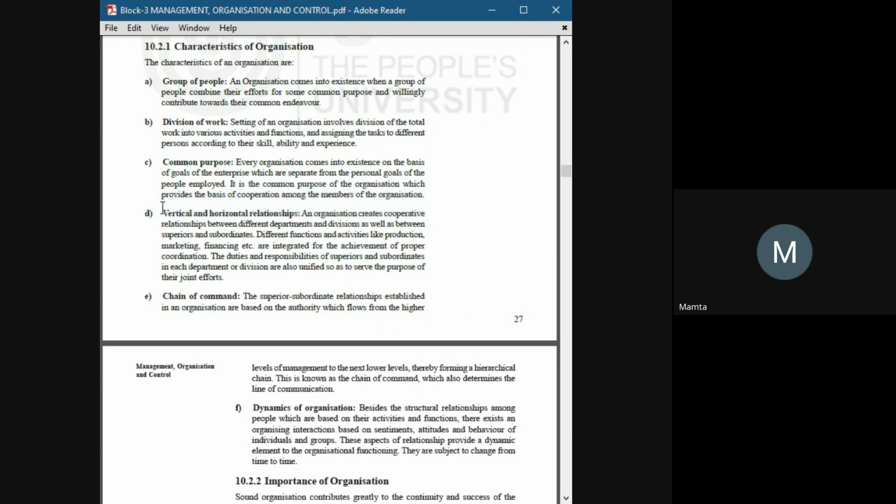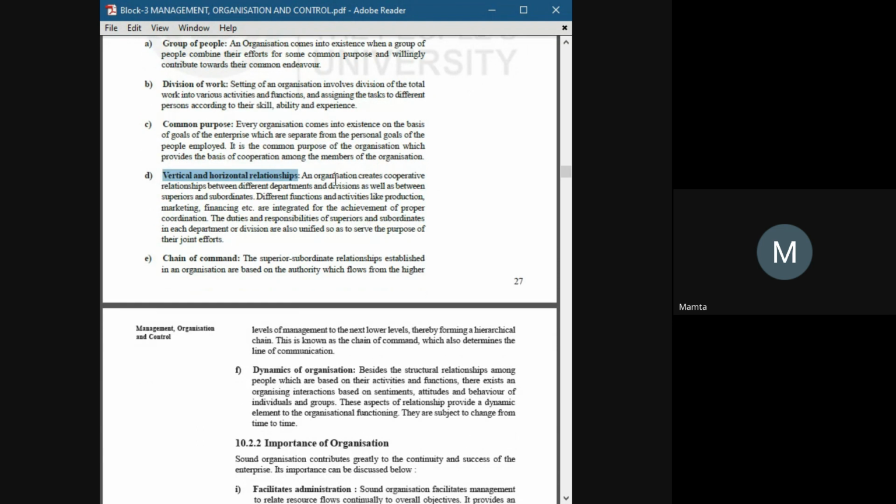Vertical and horizontal relationship. If there is a relationship between a superior and the employees, then it is known as the vertical organizational relationship. If we have a relationship between departments, or between two people of the same post, then it will be considered a horizontal organizational relationship.